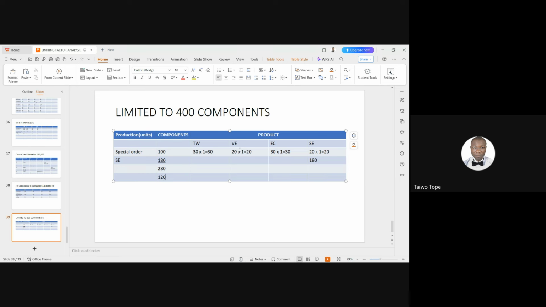So since VE is the next, how many units can you produce for VE? 120. Very good, divided by 1. Fine. 120. You can see now.